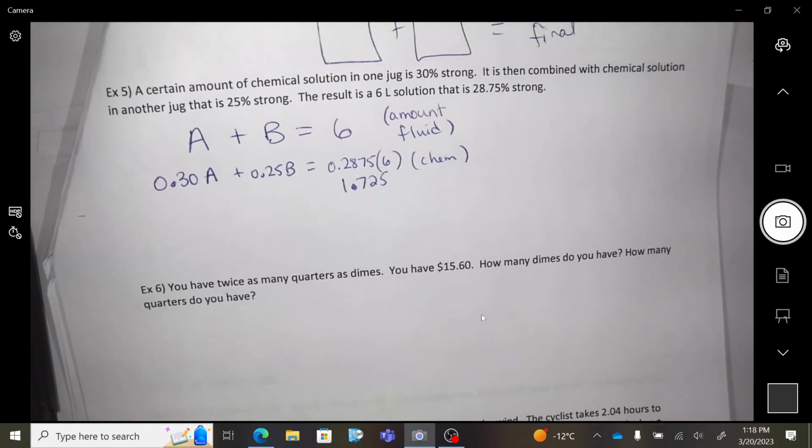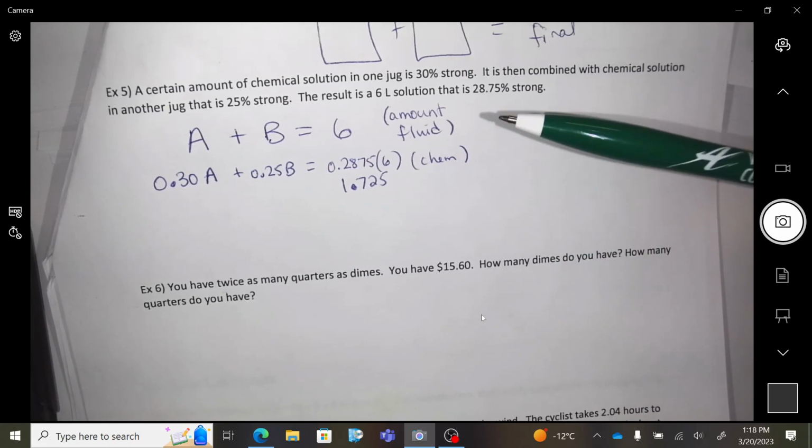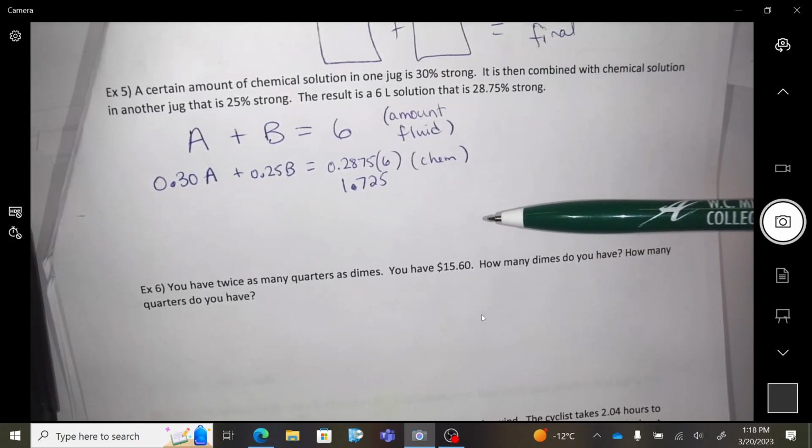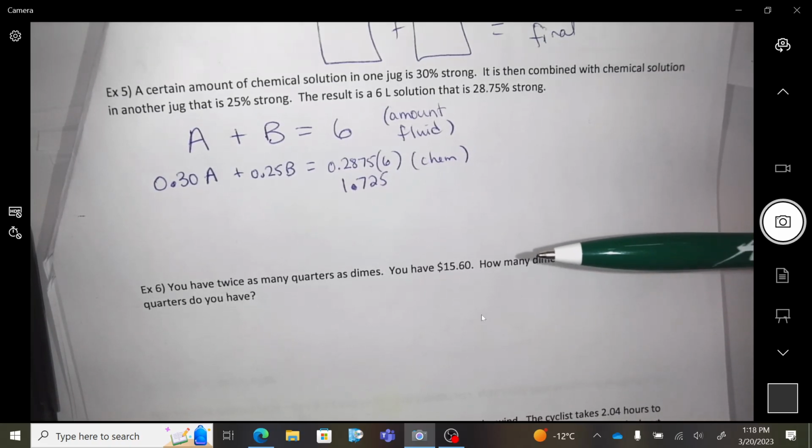Okay, now we get to a point where we pick a method. Do you want to graph this? I don't want to graph it. Okay. Would you like to substitute? No. You can, but there's an easier method.